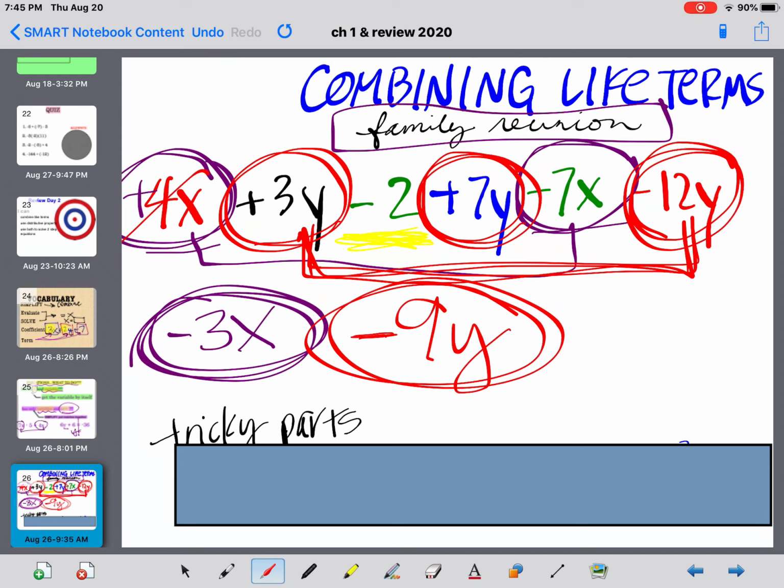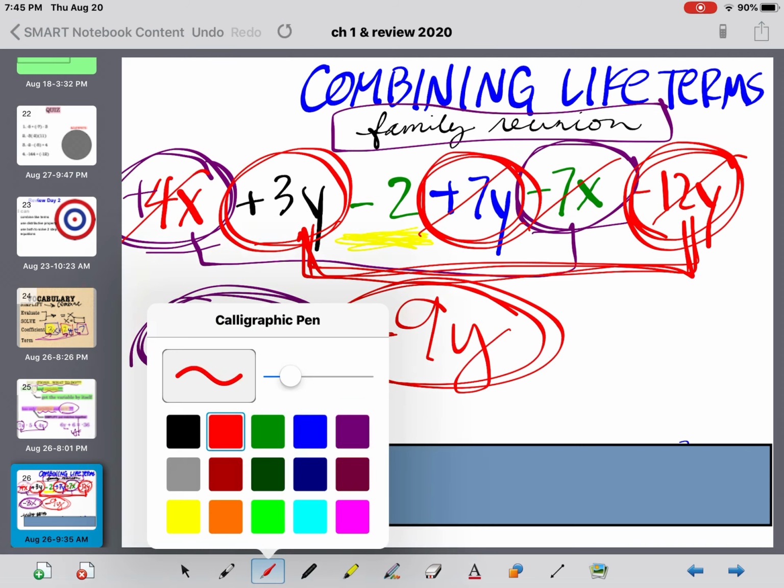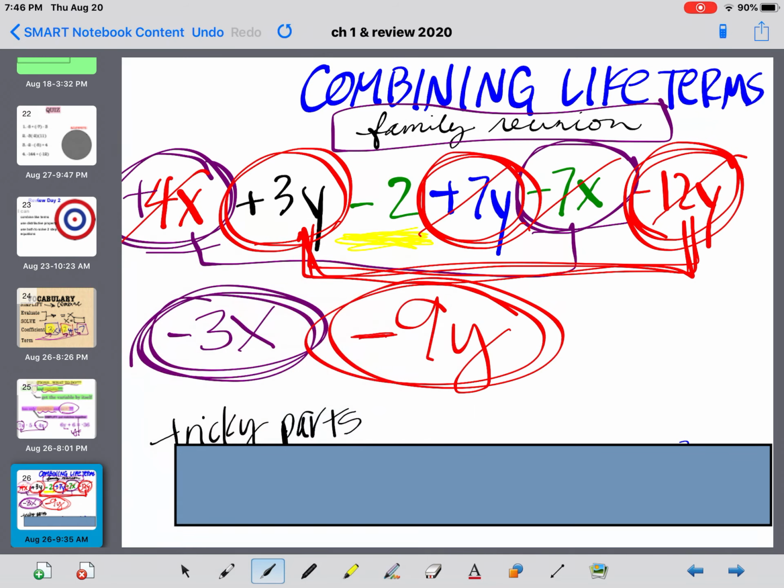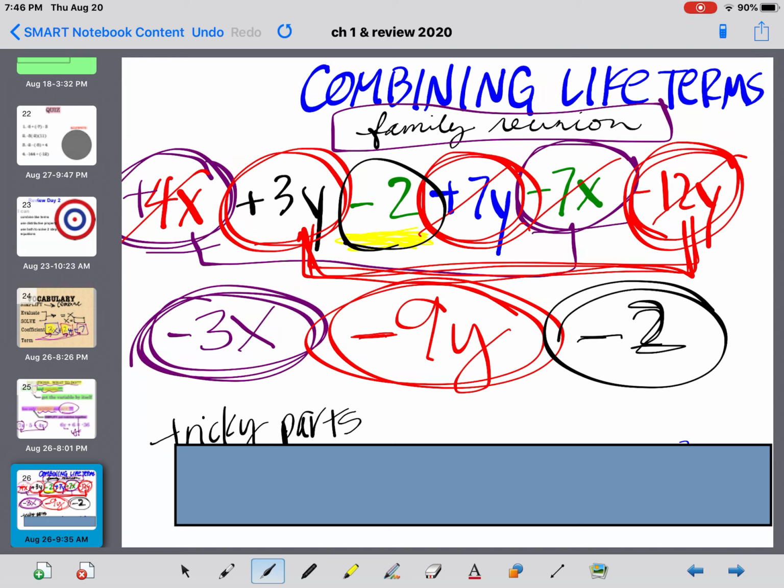I like to cross them off as I go to make sure that I've got everything taken care of. The last one that we have is this negative 2 that doesn't have anybody that goes with him. So negative 2 goes here at the end. If we cannot look at this equation and see that there's anything extra that goes together, then we're done. Even though it has 3 parts, we have smashed everything together that we can that has the same last name.